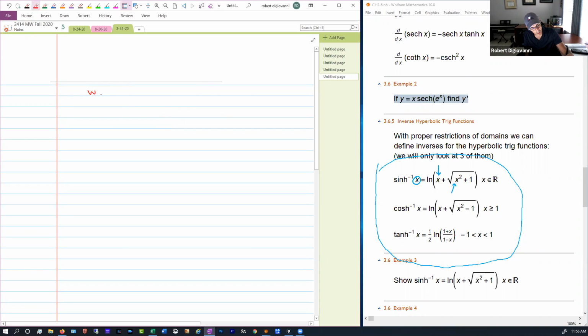I want to show that the hyperbolic sine inverse of x is equal to the natural log of x plus the square root of x squared plus 1. Does it make sense to you all that there should be a natural log in this expression?